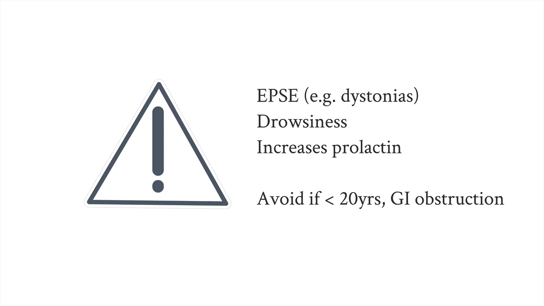In terms of contraindications, you should really avoid this drug in patients under the age of 20 years, as there have been a number of case studies of severe psychological disturbance in this group of patients when they're given this drug. Because of its prokinetic effect, you should also avoid this drug in GI obstruction.